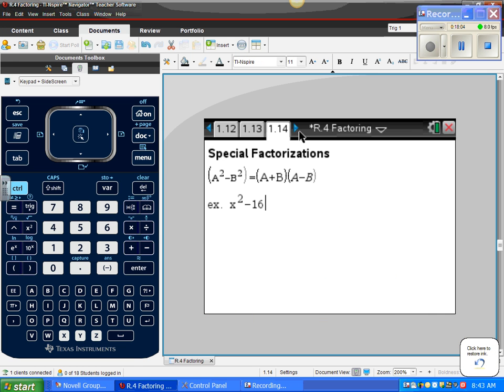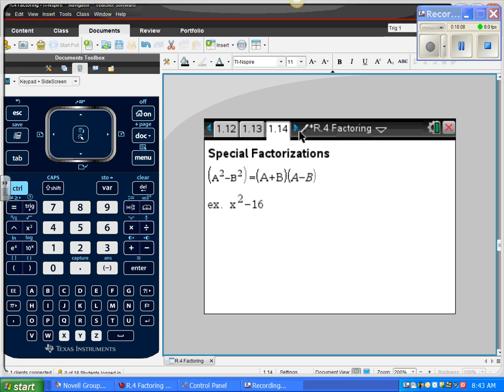Okay, so special factoring, you guys know how to do this. This is the difference of two perfect squares. Quick and easy: x squared minus 16, which is just x plus 4, x minus 4. No big deal there. You guys have been doing that forever.